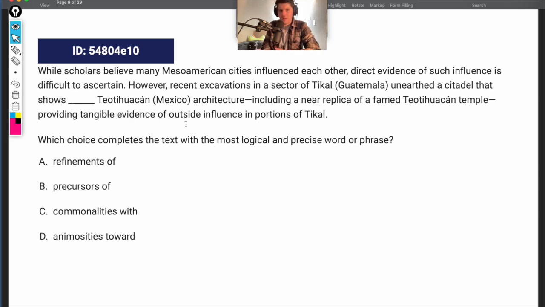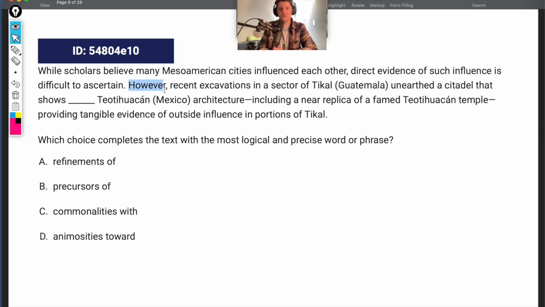So while scholars believe many Mesoamerican cities influence each other, we're going to see some contrast with influence. Direct evidence of such influence is difficult to ascertain. So people believe something, but they don't have lots of evidence to make this certain. If you don't know the word ascertain, I totally empathize, but you could also see that the word certain is in there, and it's not uncertain, so it must mean something to do with certainty. Ascertain means to confirm. Okay, so they think there's influence, they don't have evidence. However, maybe we're about to get evidence.